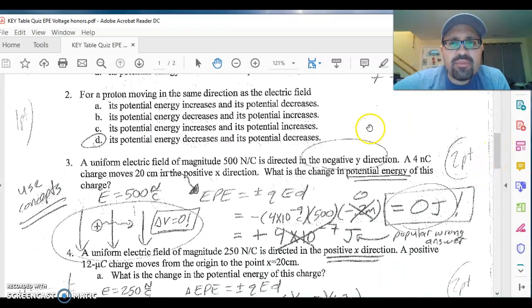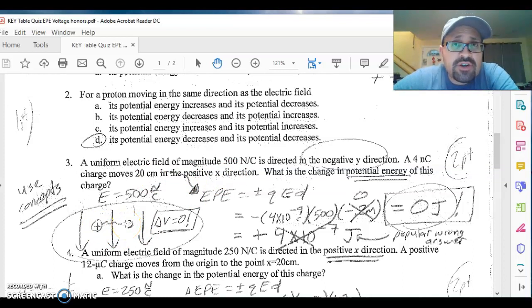Number three poses an interesting situation because they tell you you have an electric field. A uniform electric field is what you get in between the plates of a capacitor. A uniform electric field of 500 newtons per coulomb strength is directed in the negative y direction. Here you can see these arrows representing the electric field point in the negative y direction. A positive 4 nanocoulomb charge moves 20 centimeters in the positive x direction. So it's a lateral move. What is the change in its energy state?